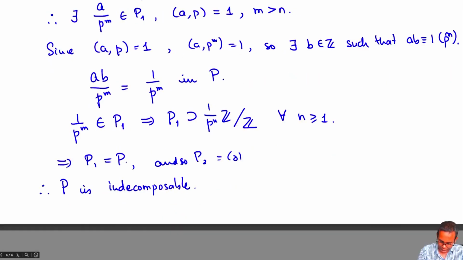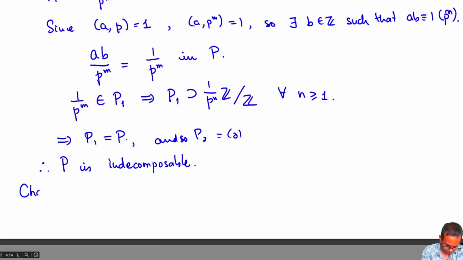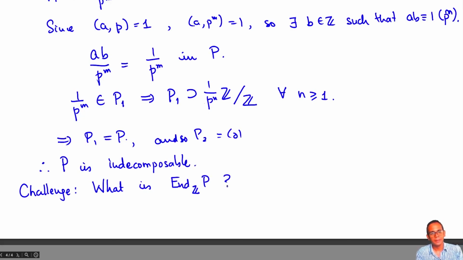Now here's a small challenge for you. What is the local ring of the Prüfer group? Okay, with this I'll stop.